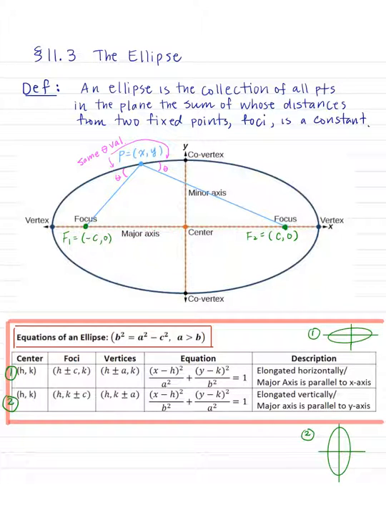And again, don't worry about memorizing it because I will give you this chart as well when you take your exam. Let's do some examples. Example 1, find an equation of an ellipse with focus at -4, 0, vertices at ±5, 0, and graph.